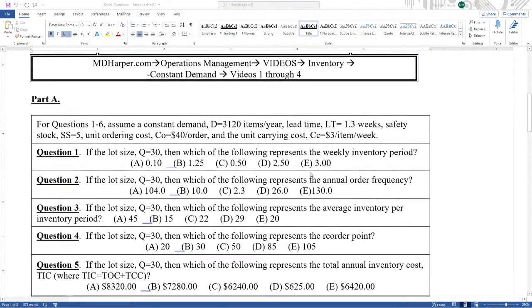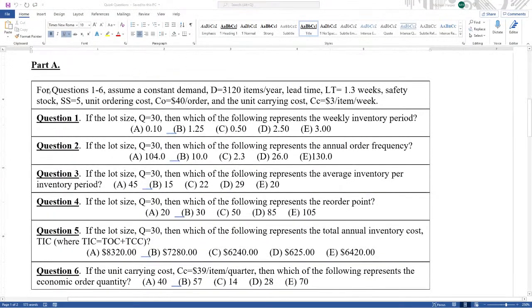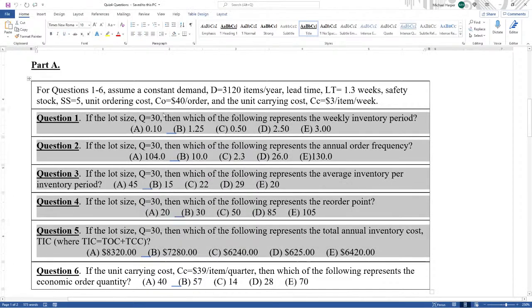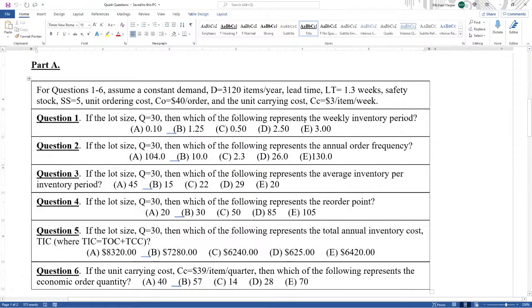Okay, coming down here, Part A. For questions 1 through 6, assume the constant demand rate, lead time, safety stock, order quantity, unit carrying cost. And if you look ahead at the questions, the lot size Q equals 30 for all of these, 1 through 5. So we have this header information, then we have a lot size of 30.